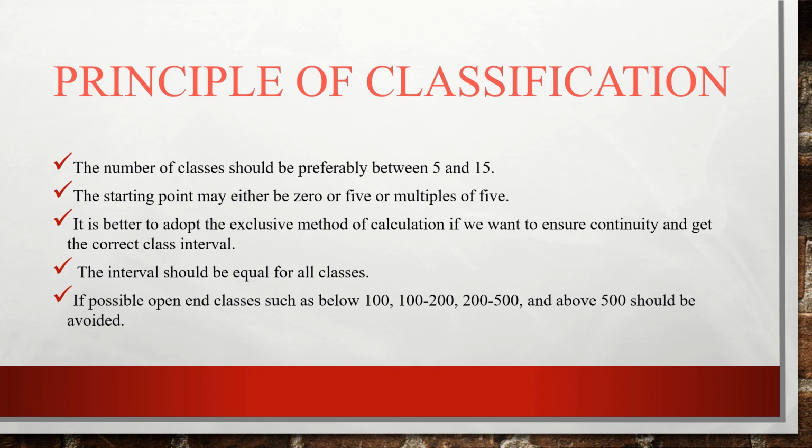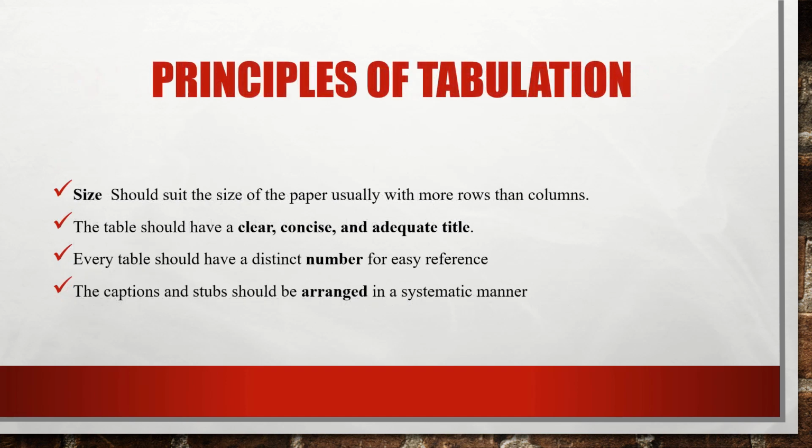Intervals should be equal for all classes. Suppose we are taking C equal to 10 for the first class, we should ensure that we take 10 for the next coming classes also. Open-ended classes should be avoided. The classes like below 100 or above 5000 are open-ended classes. As far as possible, we should avoid such classes. Next, we can discuss the principles of tabulation.